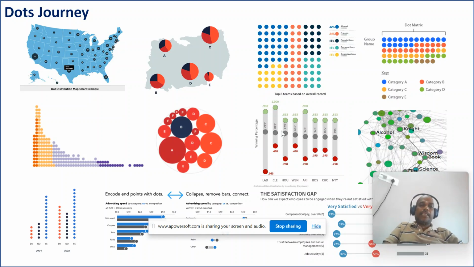If you see the first chart, this is the US, and you can see the states, and you can see the size of the dot, smaller and bigger. The bigger the size, the bigger the amount. The same with this chart, the same dot chart. Here also size plays a greater meaning, and the dot is again segmented into two colors.